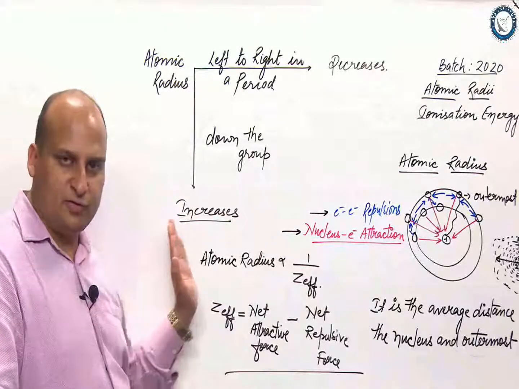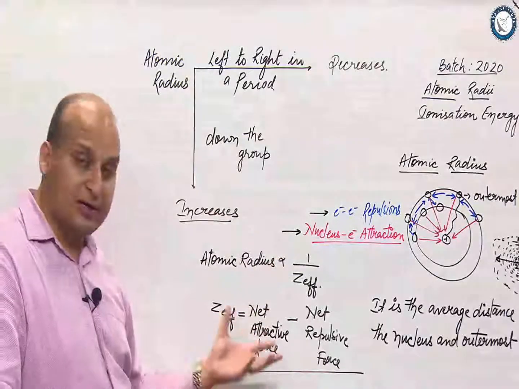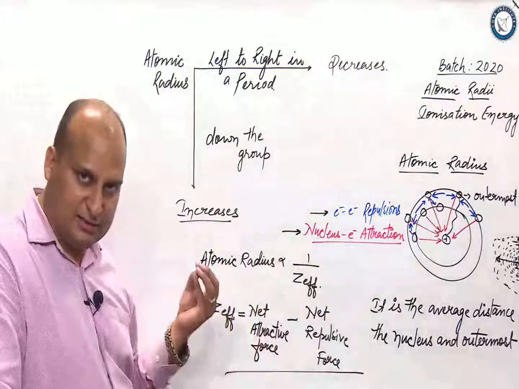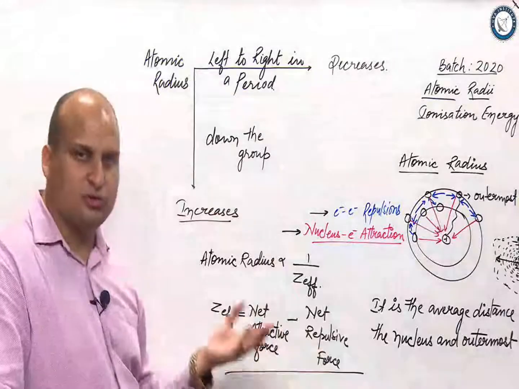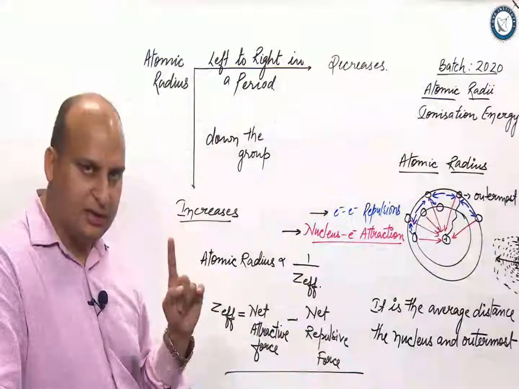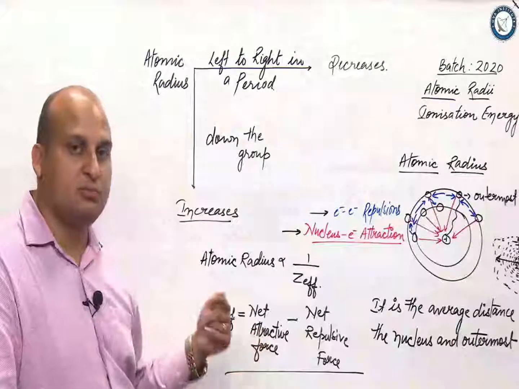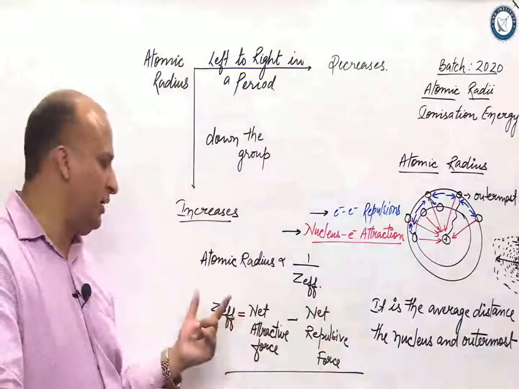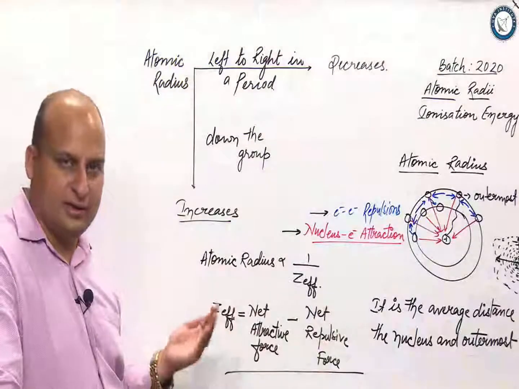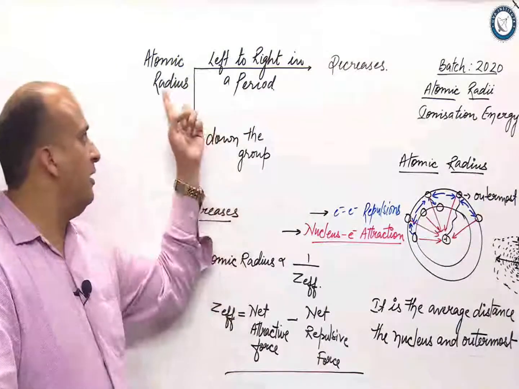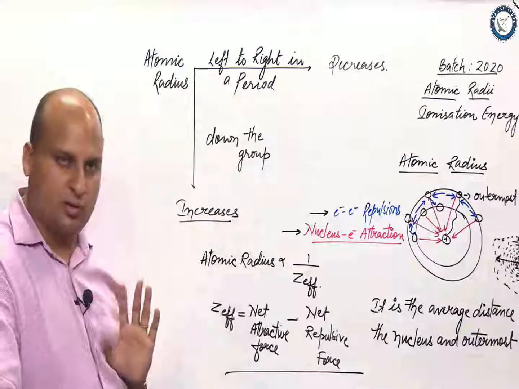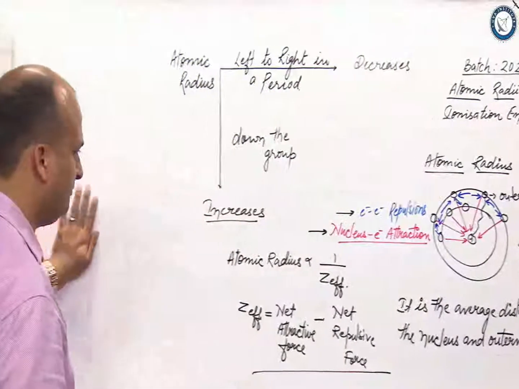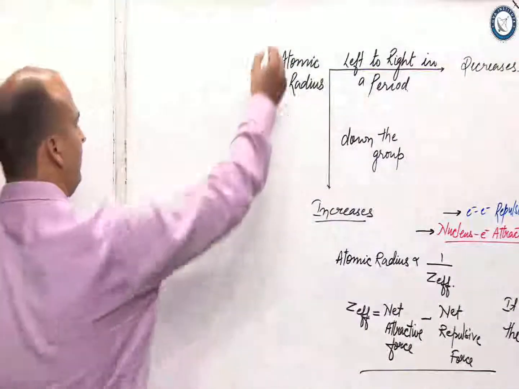Now when I move from left to right in the period, the attractive force increases, the repulsive force also increases, but the increase in attractive force is more than that of the repulsive force. That is why the Z effective increases and the radii decreases. Okay, let me write it down. So what am I saying over here?